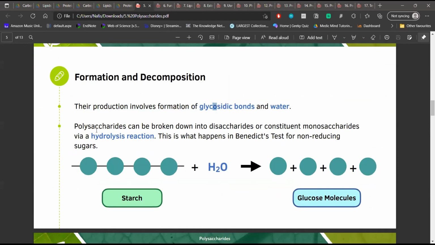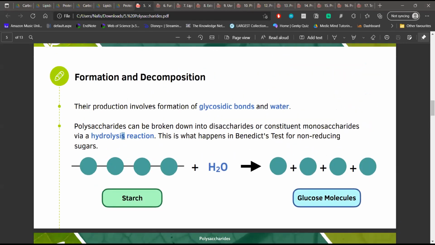Polysaccharides can be broken down back into disaccharides or constituent monosaccharides via hydrolysis reactions. And this is really important. This is what happens in Benedict's test for non-reducing sugars. Remember, in non-reducing sugars, we break down these complex carbohydrates. Can anyone remember what we add to stimulate that breakdown reaction to occur in the test tube? If anyone's done this reaction so far. Yeah, it is acid. It'll be hydrochloric acid that we add, usually concentrated HCl. And then you put it in a water bath.